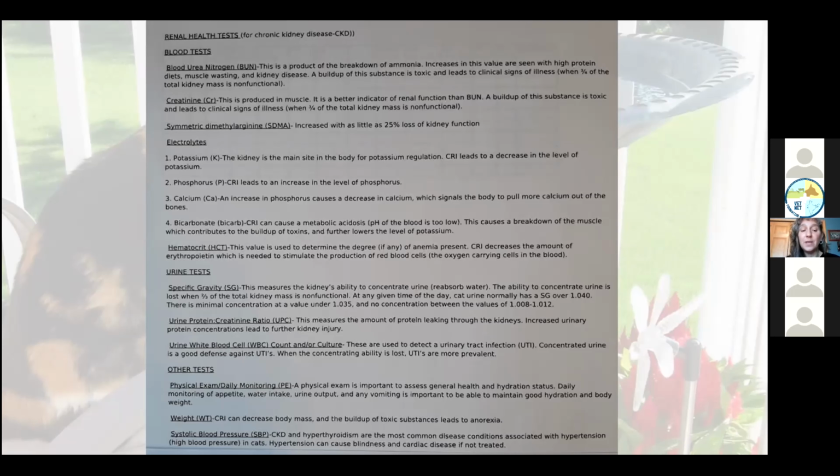Looking at urine white blood cell counts and/or cultures, again, because as the concentrating ability decreases, that urine becomes more dilute and is more susceptible to urinary tract infections. And if they have urinary tract infections, that can make it harder for them to be regulated. Other tests that we're doing: the physical exam, weight and systolic blood pressure, and also getting feedback from the owners as to how they feel that the cat is doing.